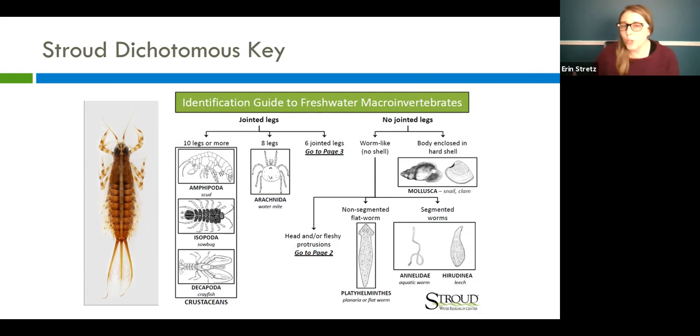You look at your organism, you look at the key, and you answer specific questions to get to your end result. There are millions of different guides and keys out there. We use the Stroud macroinvertebrate key because out of the tons of macroinvertebrates, it focuses on the ones that we actually count. So the first part of this key: does this have jointed legs or no jointed legs? Take a look at this organism here on the left. I will ask you, does this have jointed legs or no jointed legs?